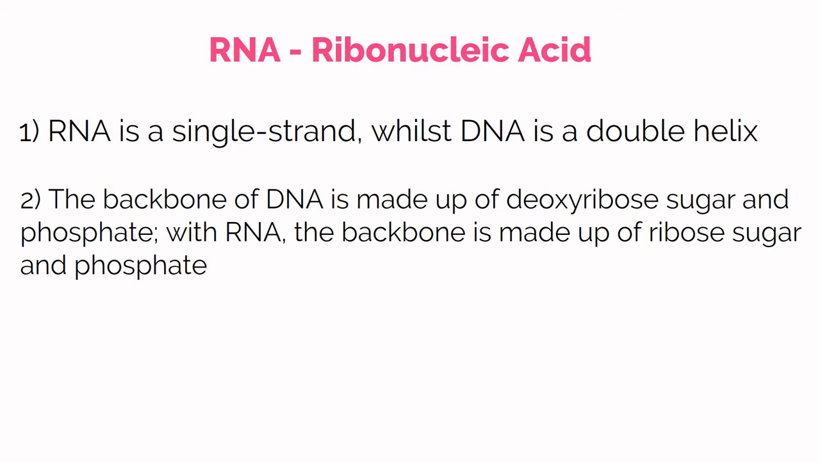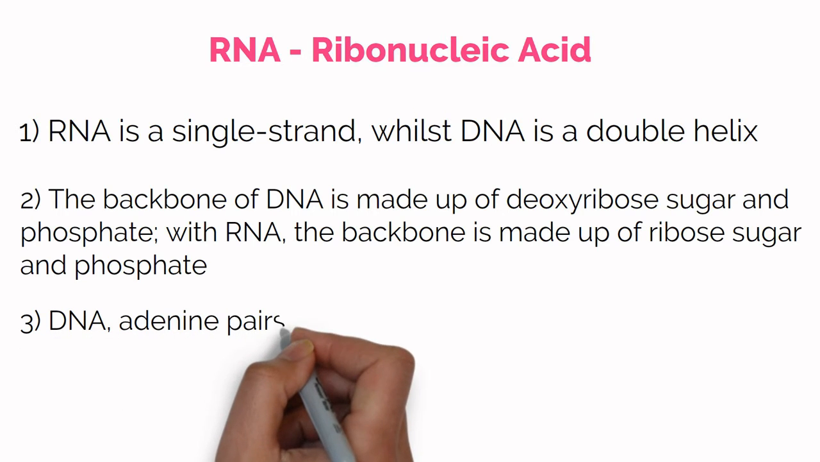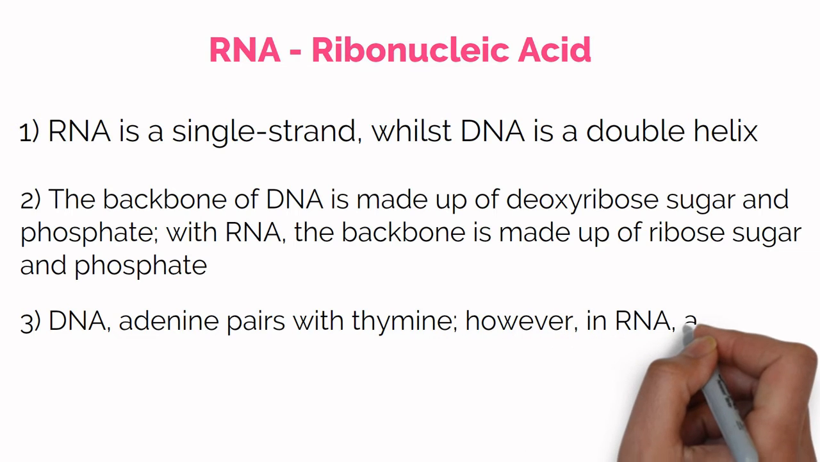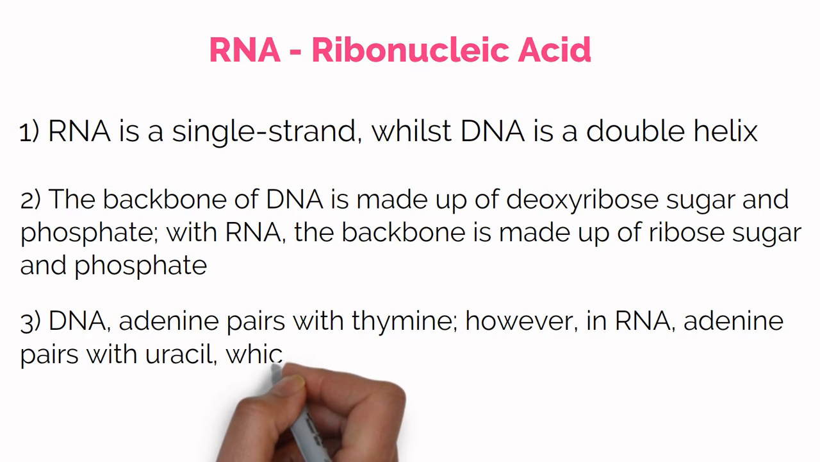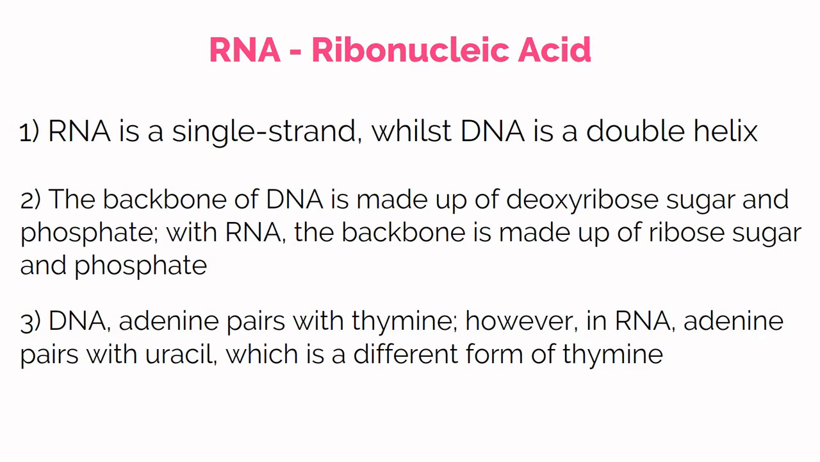The third and last difference is one of the bases. In DNA, adenine pairs with thymine. However, in RNA, adenine pairs with uracil, which is a different form of thymine.